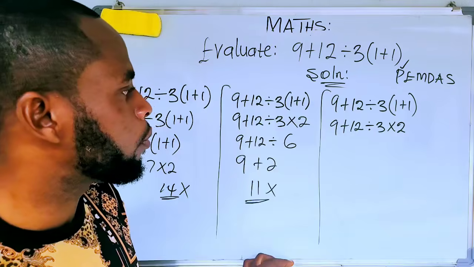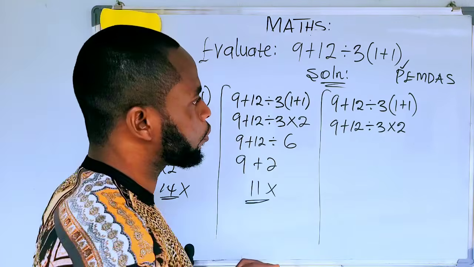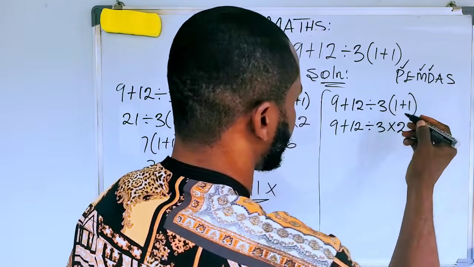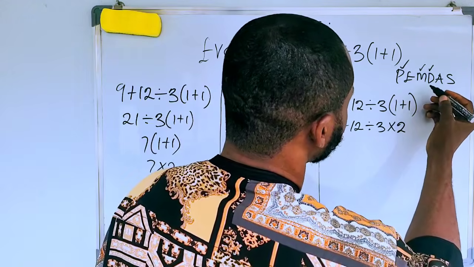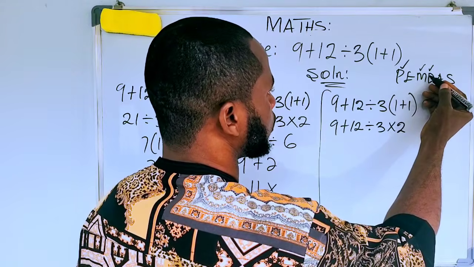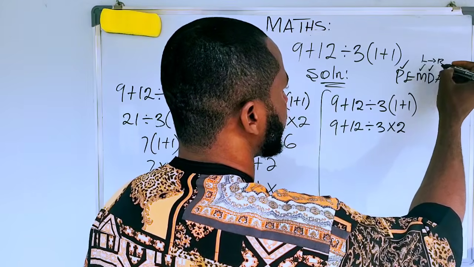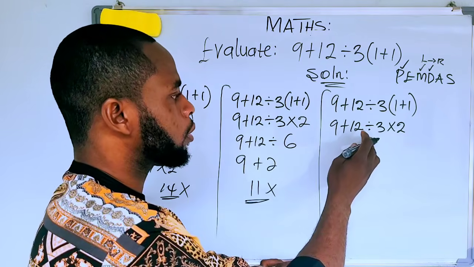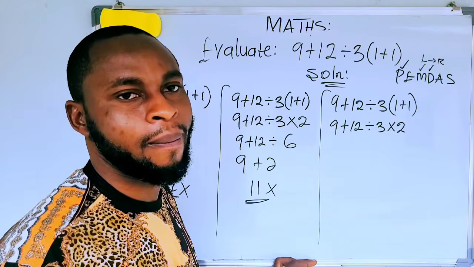Then here, we have addition, we have division, we have multiplication, but we are going to consider these two first. We have multiplication and division. Now here, these two components have the same precedence, multiplication and division, when the operation here is carried out left to right. That means we are going to consider division before multiplication, then addition lastly.